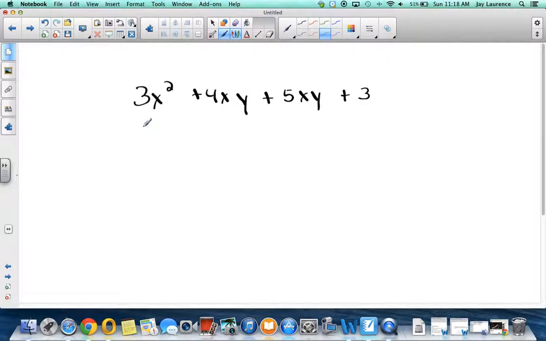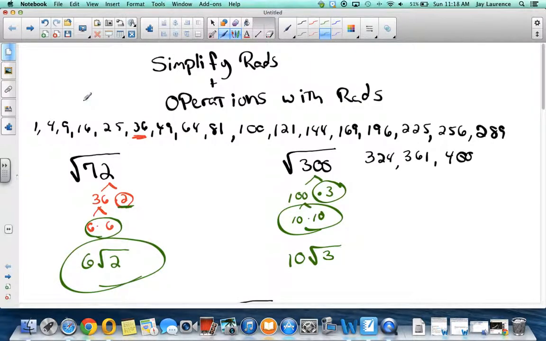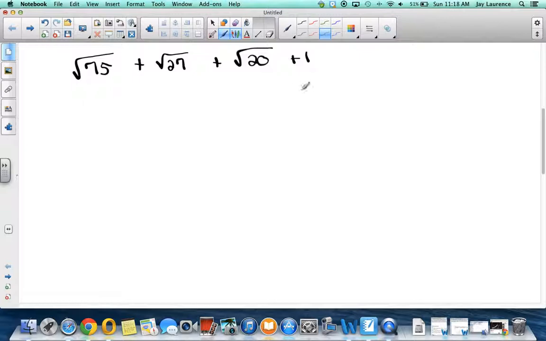They're not like terms. So we could add the 3x squared. We can't add it to anything, so we just bring it down and we combine the like terms, right? I have 4 xy's here, and I have 5 more xy's there, so altogether I have 9 xy's. And the 3 isn't a like term with anybody because he doesn't have a variable, so he just comes along for the ride. Now, we're going to be doing something very much like that with our rads here. The only thing is, we can change the way these rads look so that they can become like terms. So let's do it.